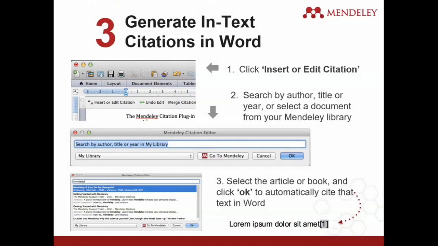How to write a citation? First, click insert or edit. Then a new window will pop up like this. Simply type the name of the author, part of the title or a keyword, and Mendeley will show the list of matching articles.